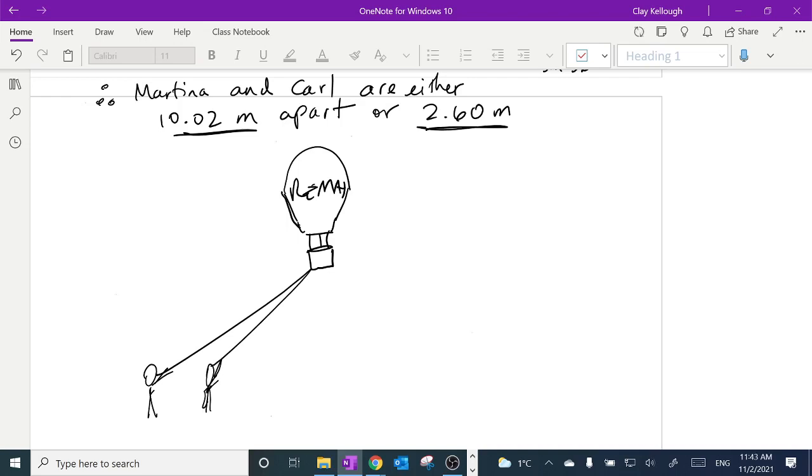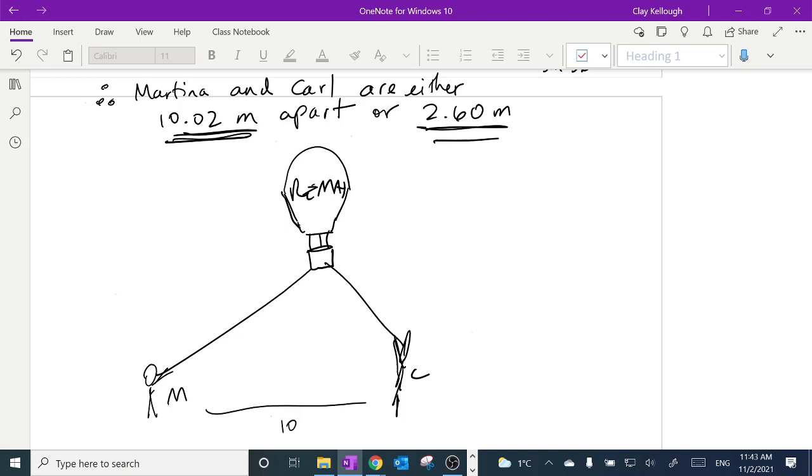Or Carl is on this side. And it didn't tell us which, so we don't know. But there's the two answers. Either they're 10.2 meters apart, or if Carl is on this side, they are 2.6 meters apart.